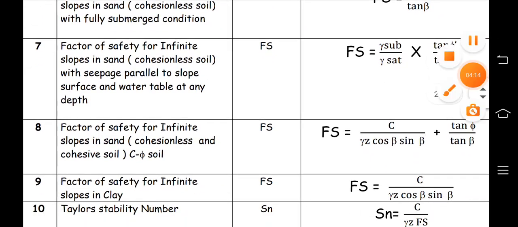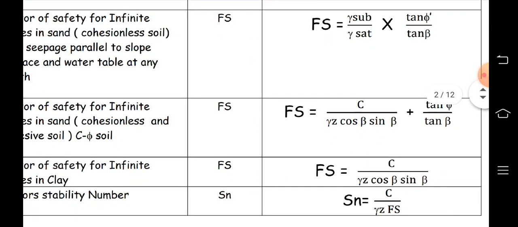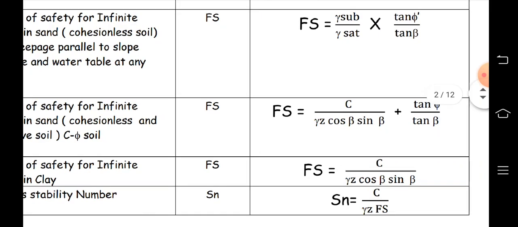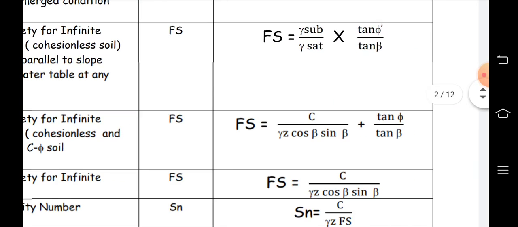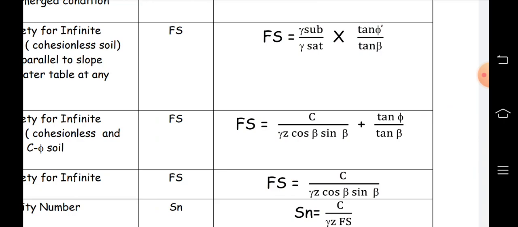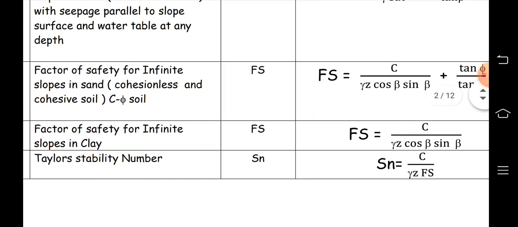Then the factor of safety, once again in an infinite slope, for cohesionless and cohesive soil, that is C phi soil, the cohesive as well as cohesionless soil, that is Fs equal to C upon gamma into Z into cos beta, sine beta, where C is cohesion, Z is the depth, and beta is the slope angle, plus tan phi upon tan beta.